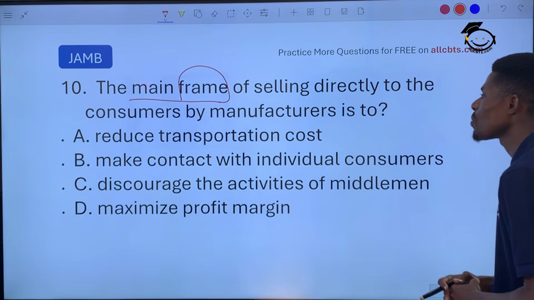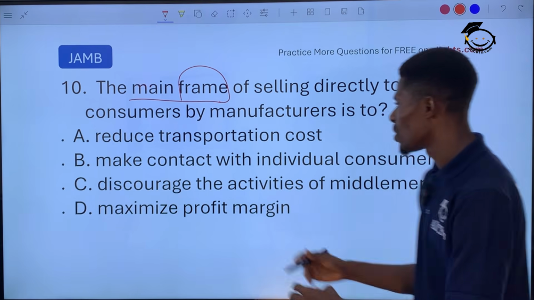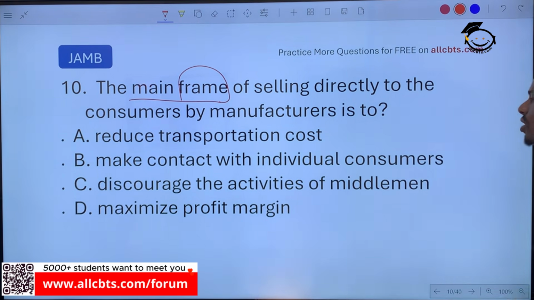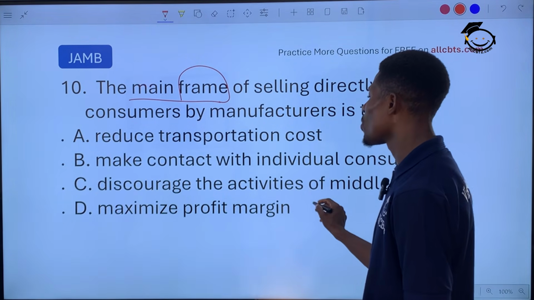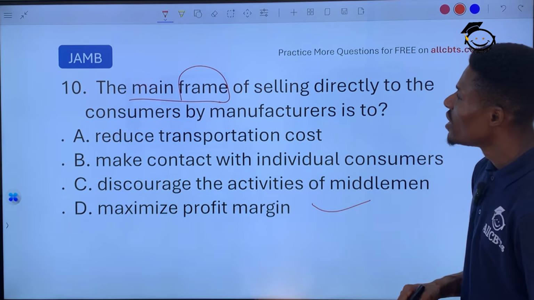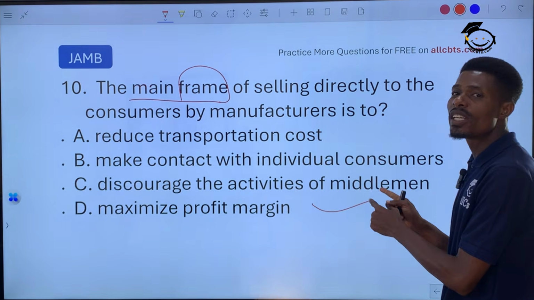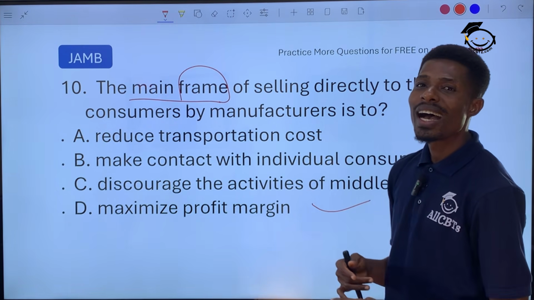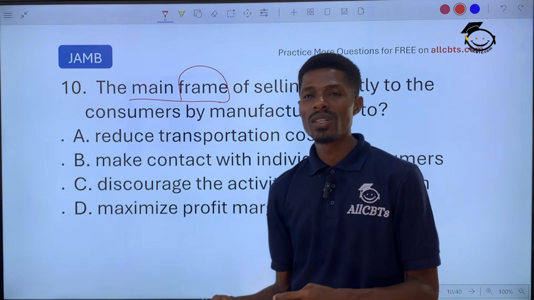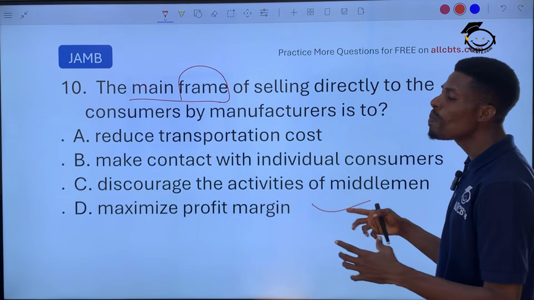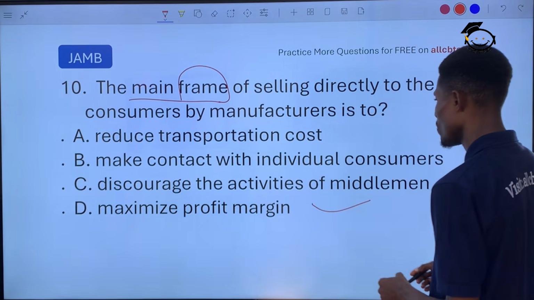A, reduce transportation costs? No. B, make contact with individual consumers? No. C, discourage the activities of middlemen? No. What will now be the answer? The answer is maximize profit margin. The reason why they do this is to bypass the wholesaler and the retailer, in order to make much profit. So the answer is D.